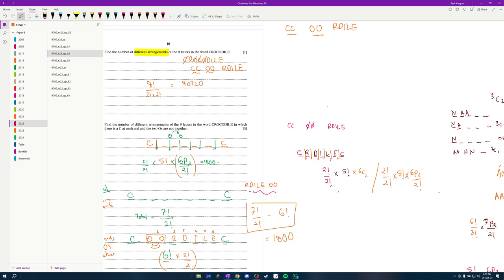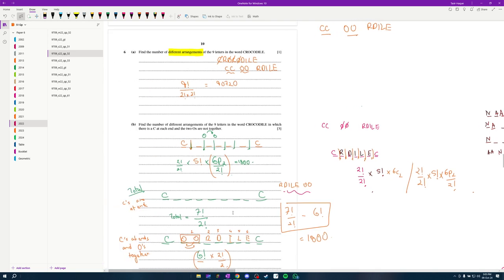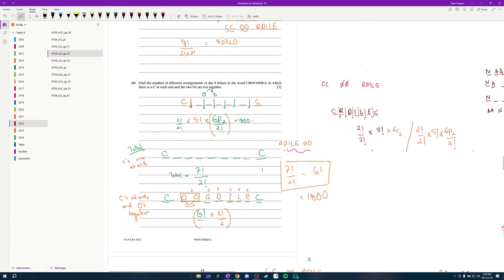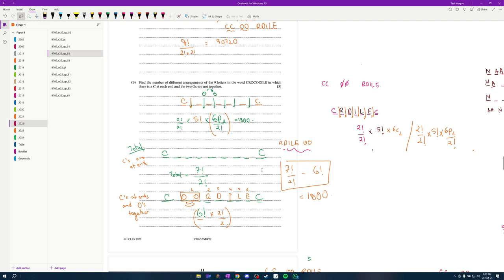It doesn't really matter, okay? It's that 1800 is your answer. And I told you that when you have 2 letters, you can actually opt for the other method where you can keep them together and then subtract from the total number of possibilities.